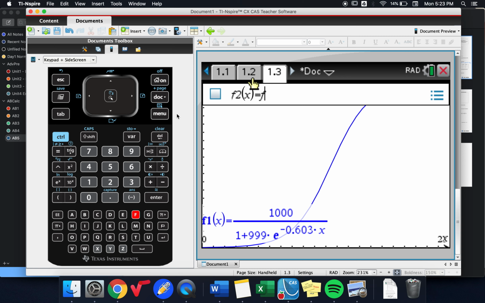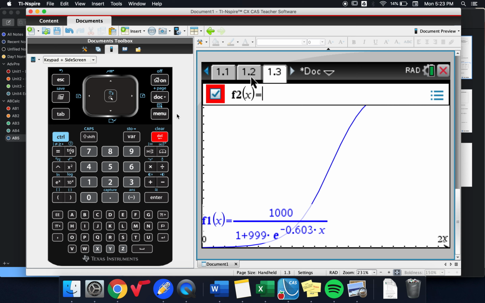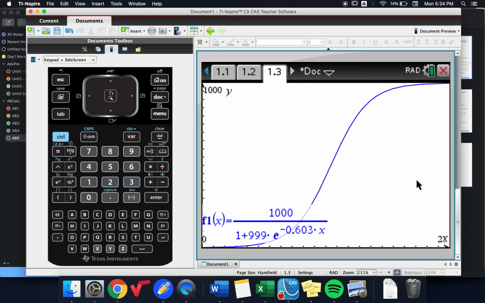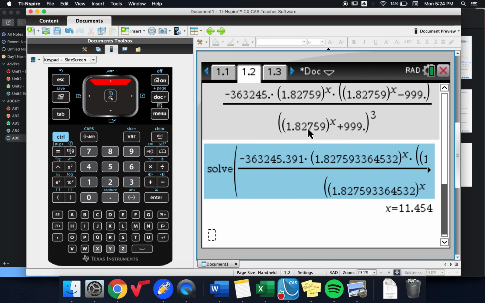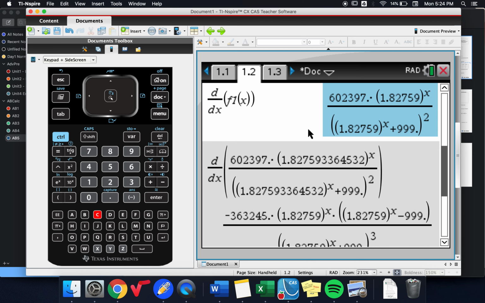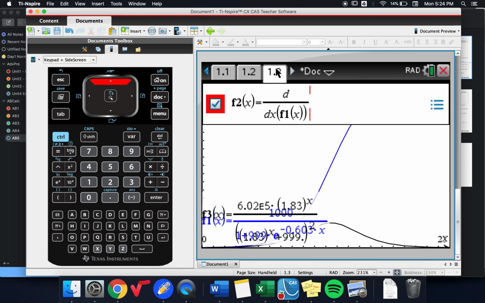How can I graph this? f1 prime of x. Is that going to work? No. Let's try that again. So d/dx of f1 of x. No. Let's see here. Here is my first derivative. We can just copy and paste it.